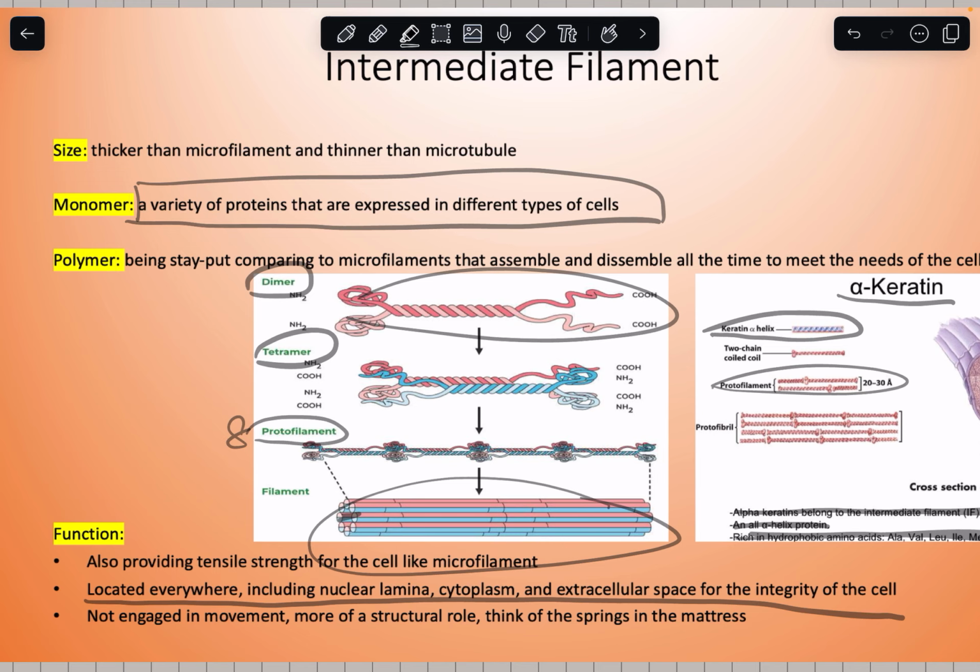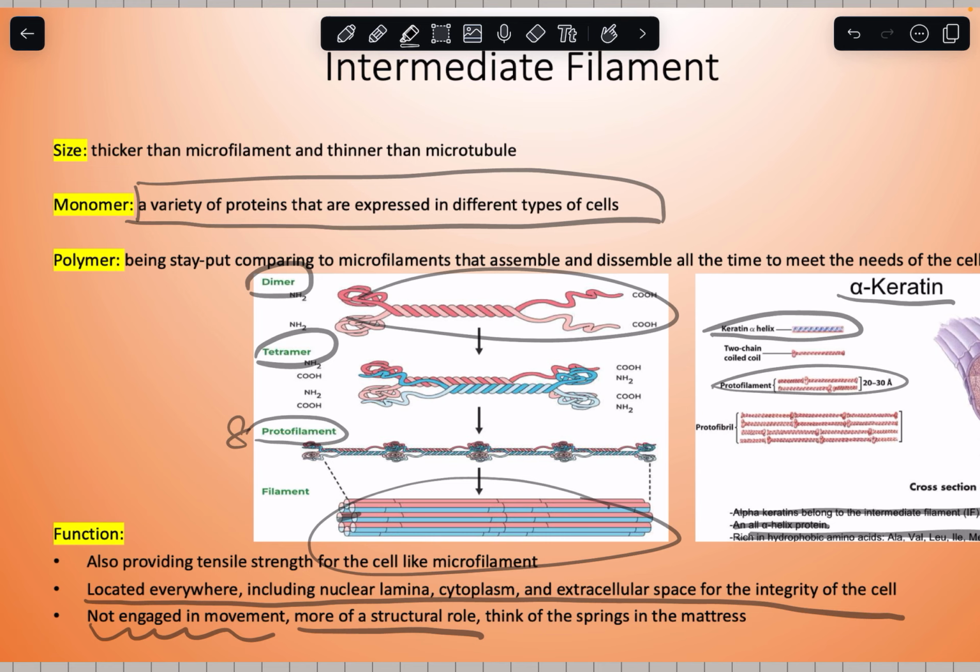So the last one is that the intermediate filament has more of a structural role, instead of being involved in a lot of the movement functions like microfilaments and microtubules. Intermediate filament is really more like the spring, not the spring to the cell, but the support to the cytoskeleton system of the cell, right? Okay, so that's intermediate filament.